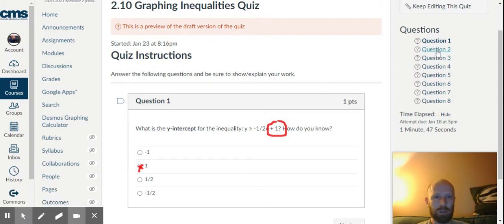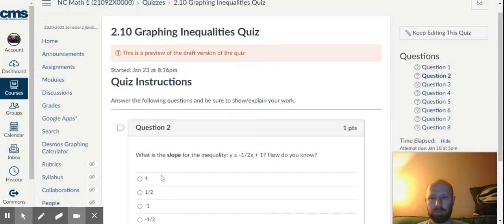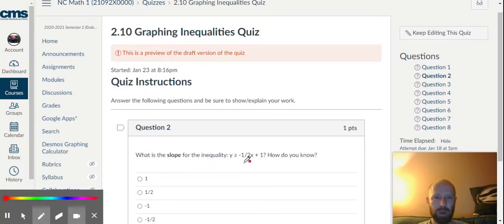Question number 2, slope. Slope is in front of the x, y equals mx plus b. Here's the slope, negative 1/2. So negative 1/2, the answer here would be D.